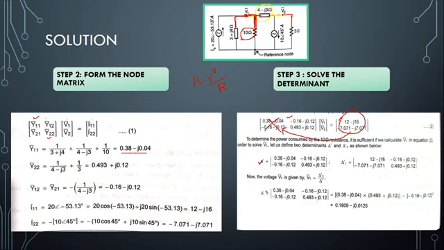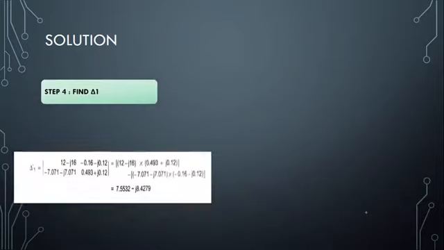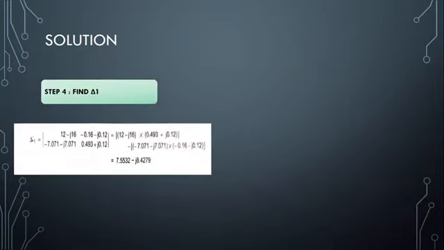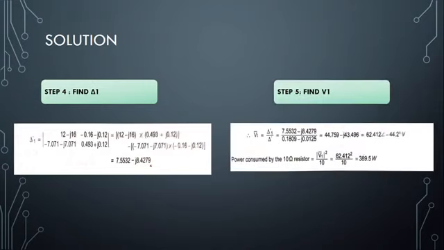Now find the determinant of del. So this is the determinant of this particular value. So find the determinant. We are getting this particular answer. The next step, we are finding out what is del 1. So we have replaced the first column with the current source values and we are getting this particular determinant. Now how to find V1? V1 is nothing but del 1 dash by del dash. So we are dividing the del 1 determinant value by the del determinant value and we are getting this to be the V1 value.